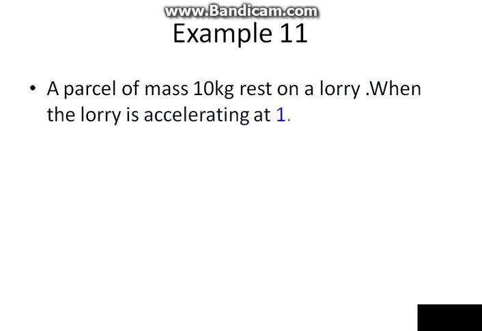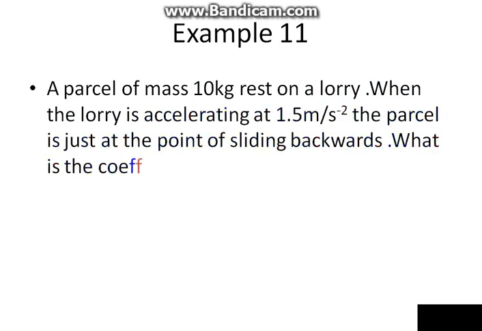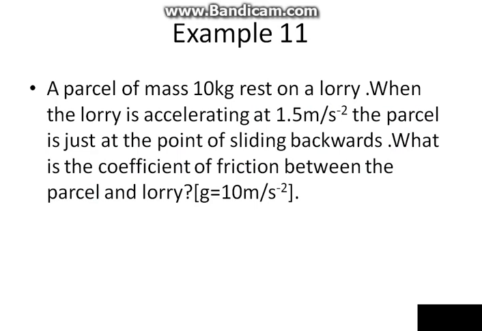Example 11. A parcel of mass 10 kg rests on a lorry. When the lorry is accelerating at 1.5 meters per second squared, the parcel is just at the point of sliding backwards. What is the coefficient of friction between the parcel and the lorry? Take the gravitational constant to be 10 meters per second squared. Solution. Mass we are given to be 10 kg. Acceleration we have been given to be 1.5 meters per second squared. We are asked to find mu, the coefficient of friction.